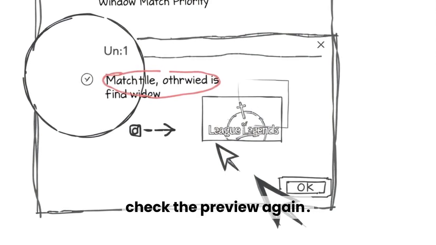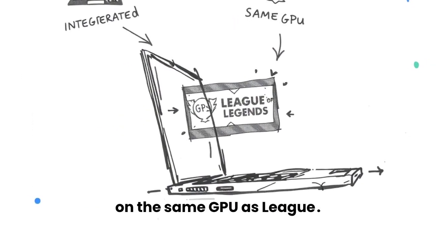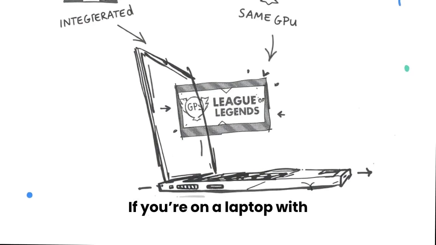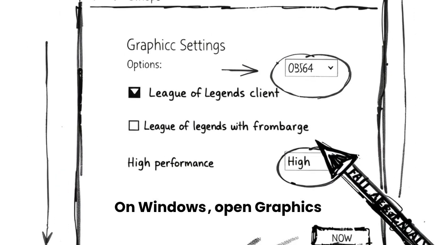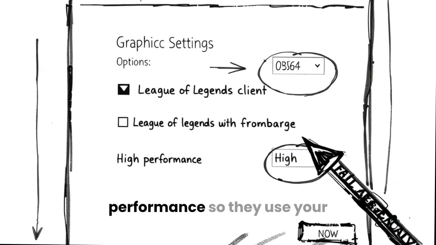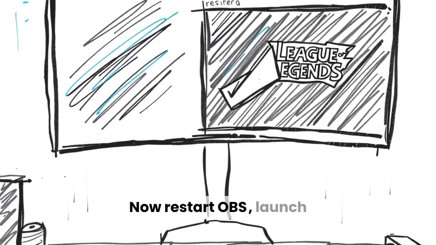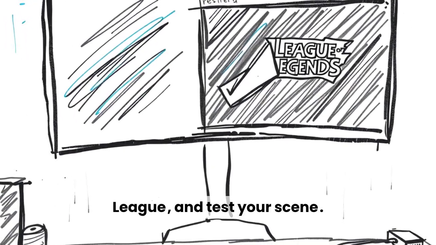Next, make sure OBS is running on the same GPU as League. If you're on a laptop with dual graphics, this is critical. On Windows, open Graphics Settings, find OBS and League, and set both to high performance so they use your dedicated GPU together. Now restart OBS, launch League, and test your scene.